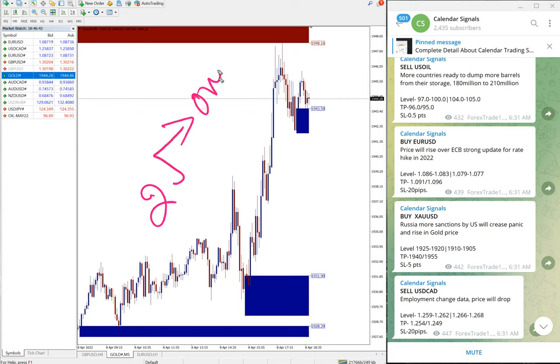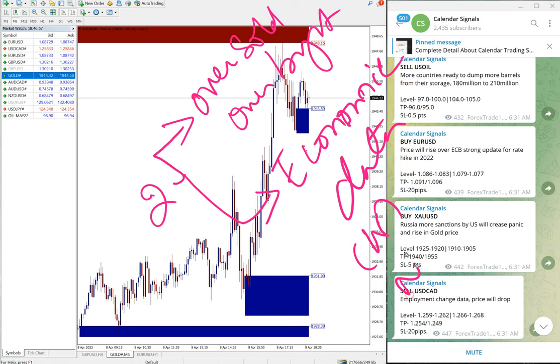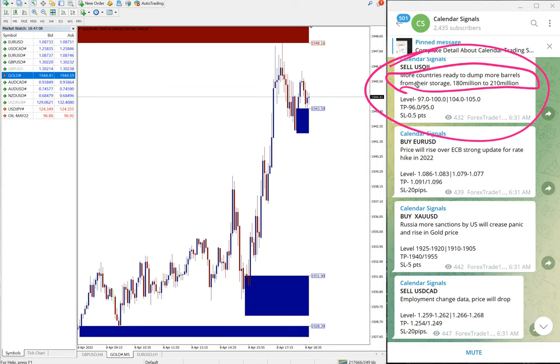And calendar signals are basically given based on two reasons. One is oversold or overbought. The second reason is economic data or news. Based on this, we generate the signal and post it on this calendar signals channel. And also, whenever we give a signal, we also give the reason why we are giving this particular pair. For example, sell US oil given.